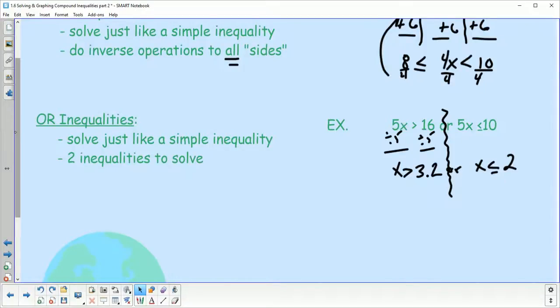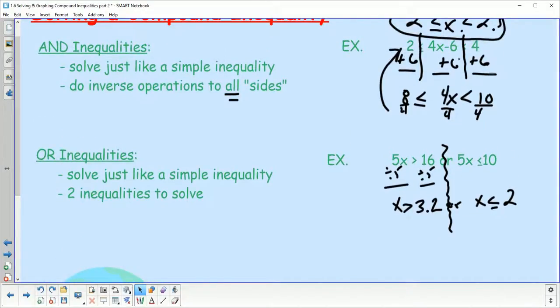For the and, we solve doing like there are 3 sides. Same inverse operation rules apply. Dividing by a negative still flips your symbol. And the or, it's like we just solved 2 different inequalities. So it's kind of like 2 problems in one. Again, dividing by or multiplying by a negative number still applies.